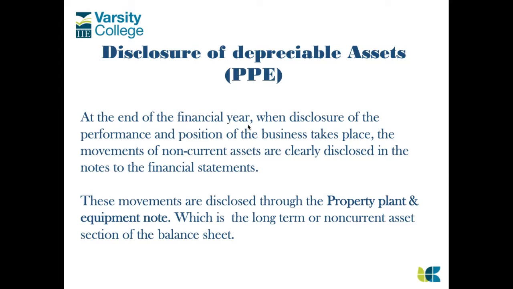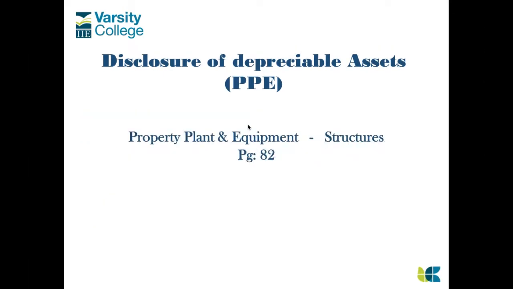These movements are disclosed through the property, plant, and equipment note, which is in the long-term or non-current assets section of the balance sheet. We do the property, plant, and equipment note to find the carrying value of our assets, because every asset will be found in it. So we'll probably have one column for all our vehicles, one column for all our equipment, and whatever other assets we may have.